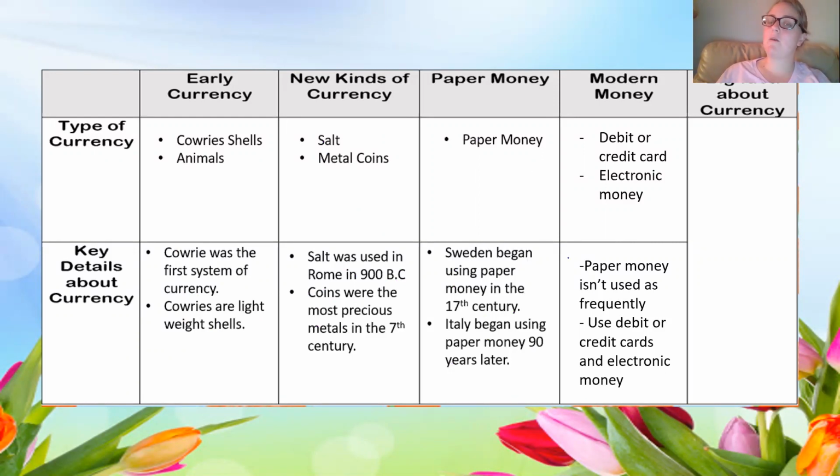And then the last one I went ahead and filled in was talking about modern money. So we use debit or credit cards or electronic money. And it says in the text, paper money isn't used as frequently. We use debit or credit cards and electronic money.